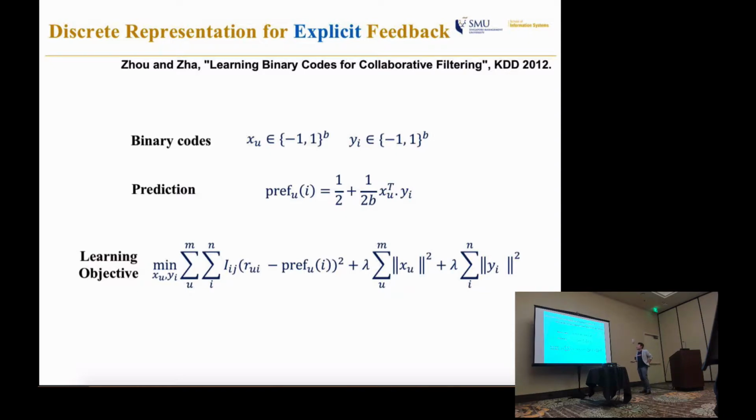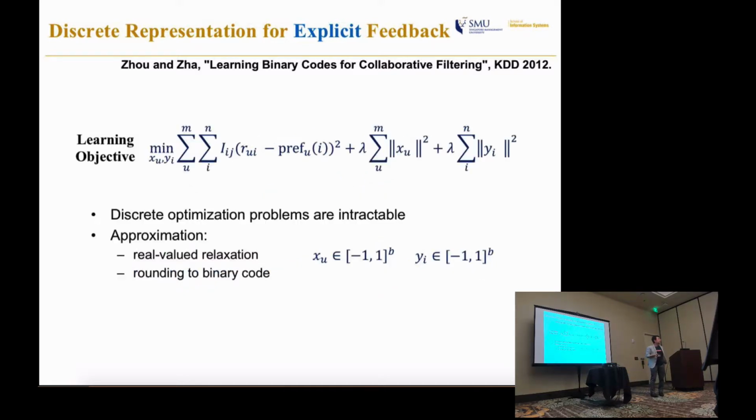Now, to do this is essentially going to be a difficult problem to solve, because now it's a discrete optimization problem, and they are intractable, because we can't possibly go through all the possible combinations of binary codes. So one way to solve the problem, which is proposed in this KDD 2012 paper, is to have real valued relaxation. So meaning that we want binary codes, but we can't get them directly because it's expensive.